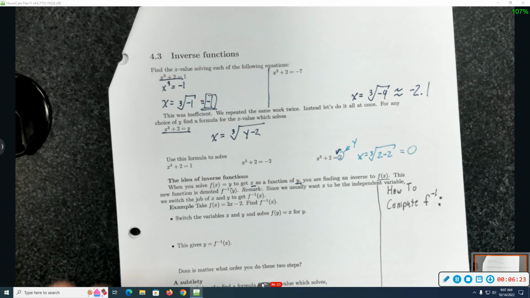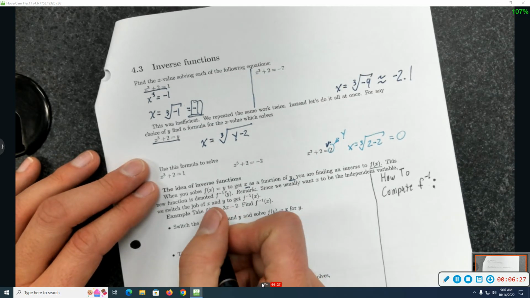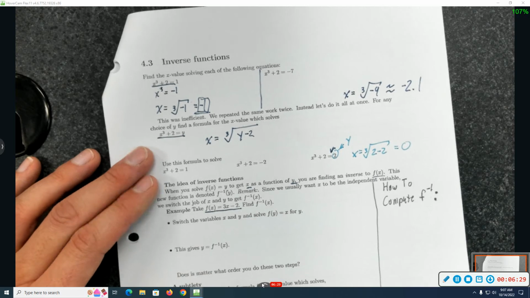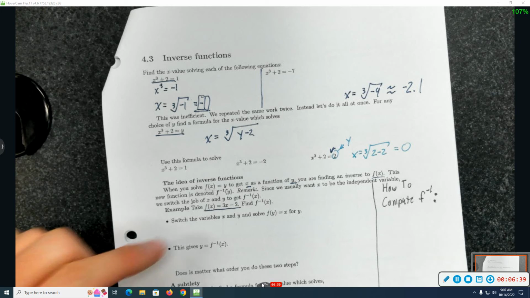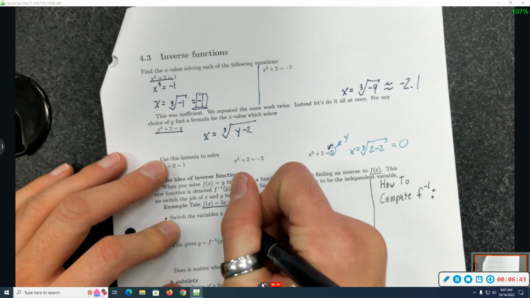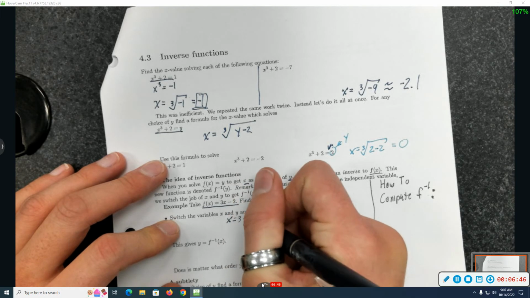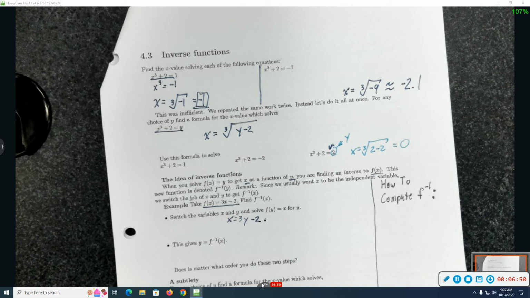So let's do that. Let's find the inverse function to f of x equal to 3x minus 2. So here's the procedure I'll follow. First, I'll switch the roles of x and y, just because you may as well do that first. So this equation will become x equal to 3y minus 2. That looks like an equation you can solve for y.